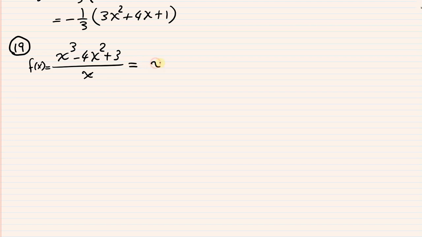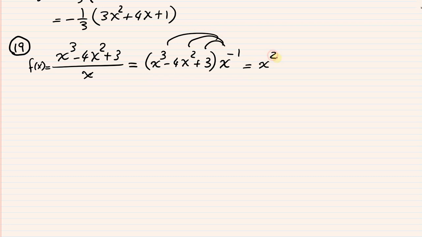I can write this as x cubed minus 4x squared plus 3, and then invert and multiply the x as a negative exponent. This x in the denominator goes to the numerator with the exponent of negative 1. And then I can distribute, right? x cubed times x to the negative 1 is x squared. x squared times x to the negative 1 is x, plus 3x to the negative 1. And note now, we have a new expression. Now we can find the derivative using our derivative rules.